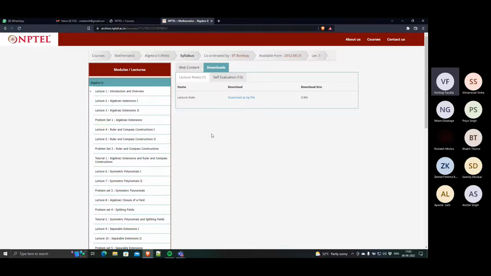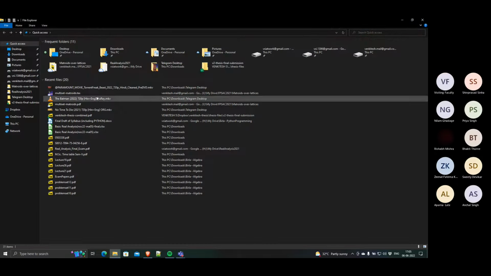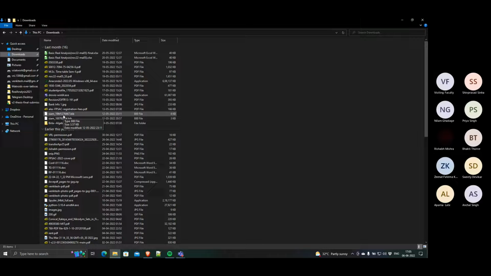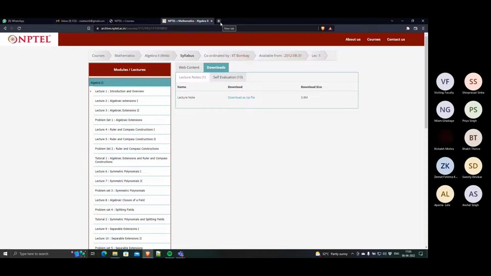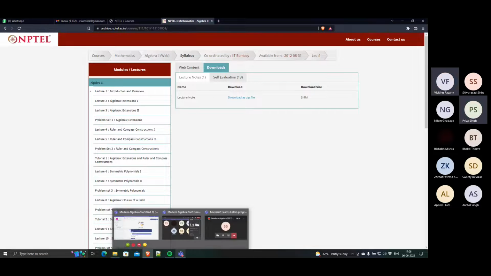Another good resource is, let me check if I have it. Do you know the book by Gallian on algebra? Contemporary Abstract Algebra by Gallian. Have you heard of Gallian's book? Yes, sir.